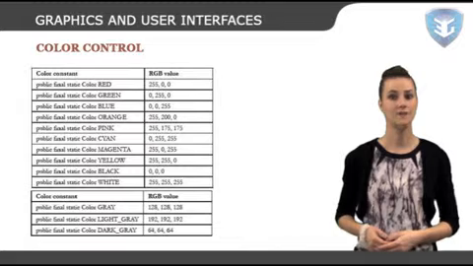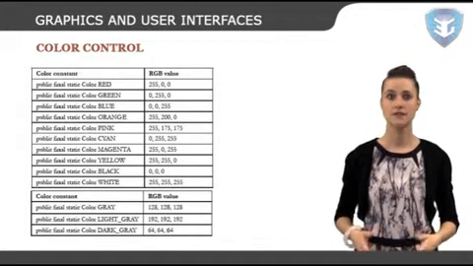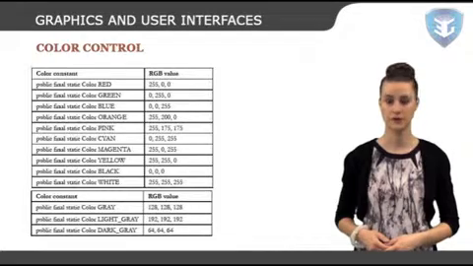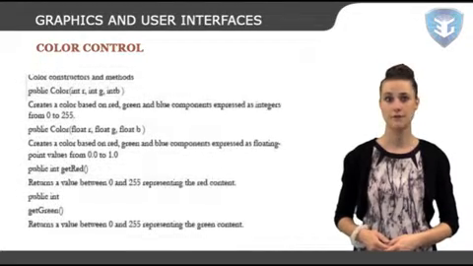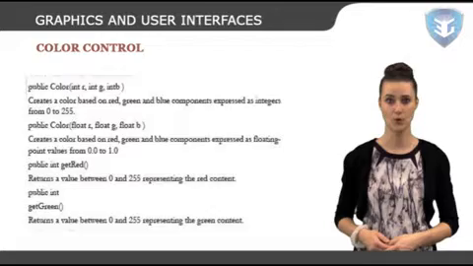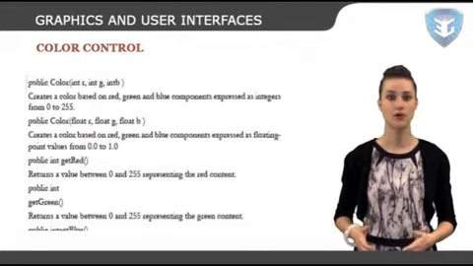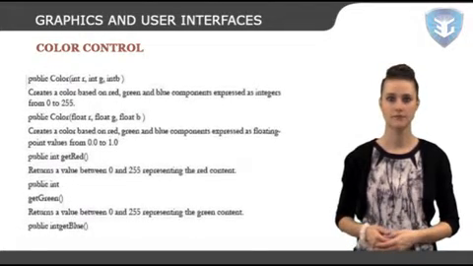Class Color declares methods and constants for manipulating colors in a Java program. The predefined Color constants are shown here. Every color is created from a red, a green, and a blue component. Together, these components are called RGB values.